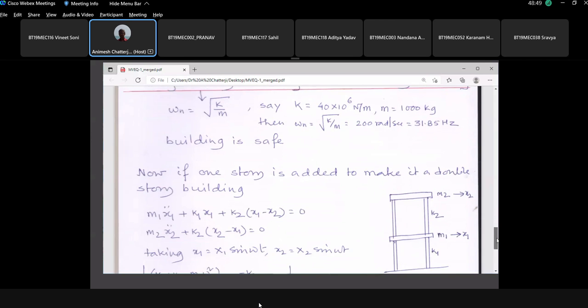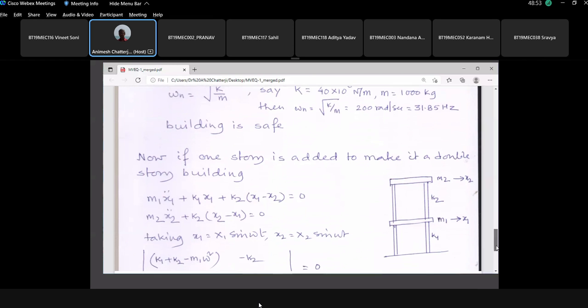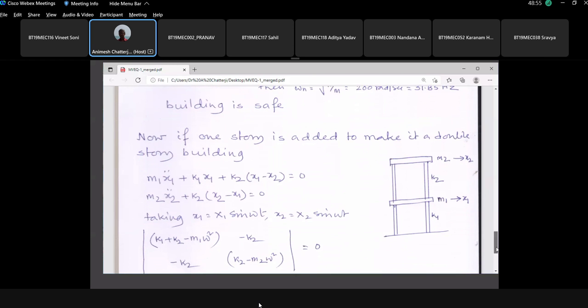Now the same building, another story is constructed. What will happen? Who will give me the answer in 5 minutes? I'm giving you 5 minutes. Of course, this is not complete mathematics. You have to do a little more mathematics.